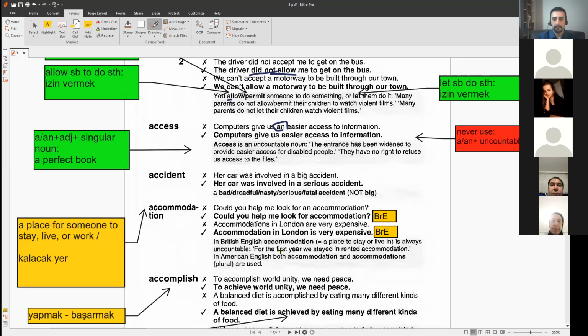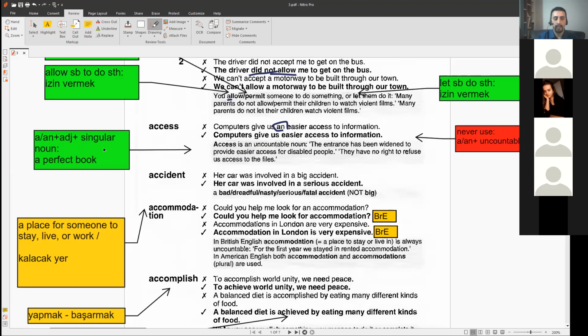Access is an uncountable noun. The entrance has been widened to provide easier access for disabled people. They have no right to refuse access to files. All right, that's it. Access is an uncountable noun.